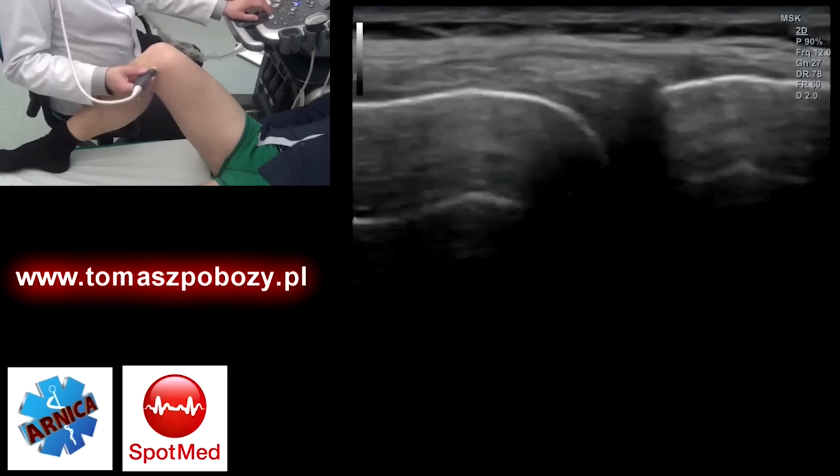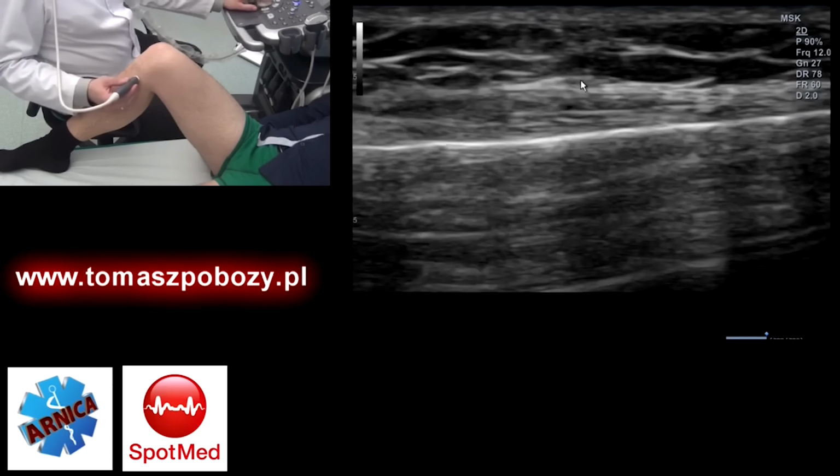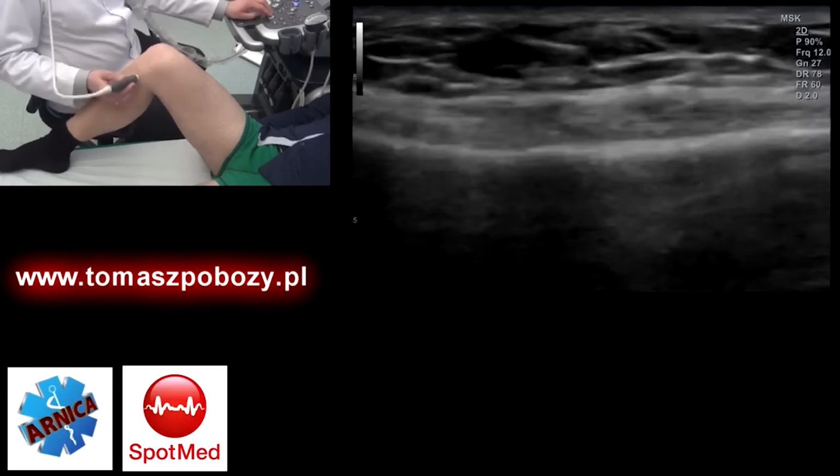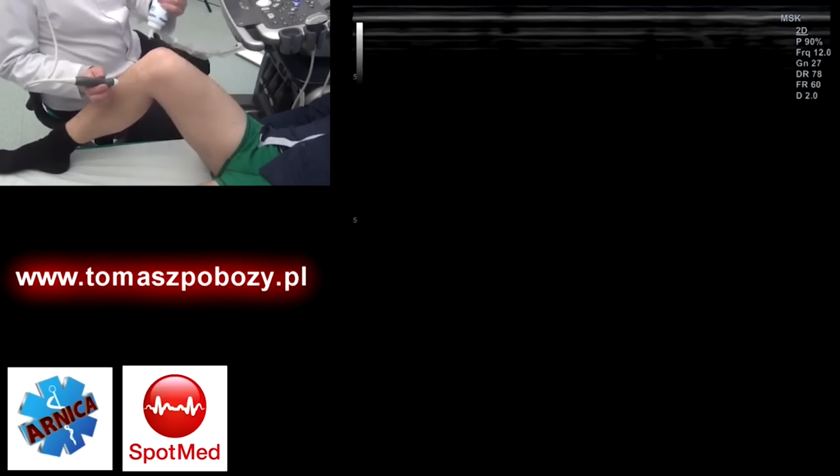On the medial side, we also evaluate the region of the pes anserinus. We usually don't need to distinguish the individual tendons, although it's possible to do so. The most common pathology here is overuse, seen as thickening and reduced echogenicity.